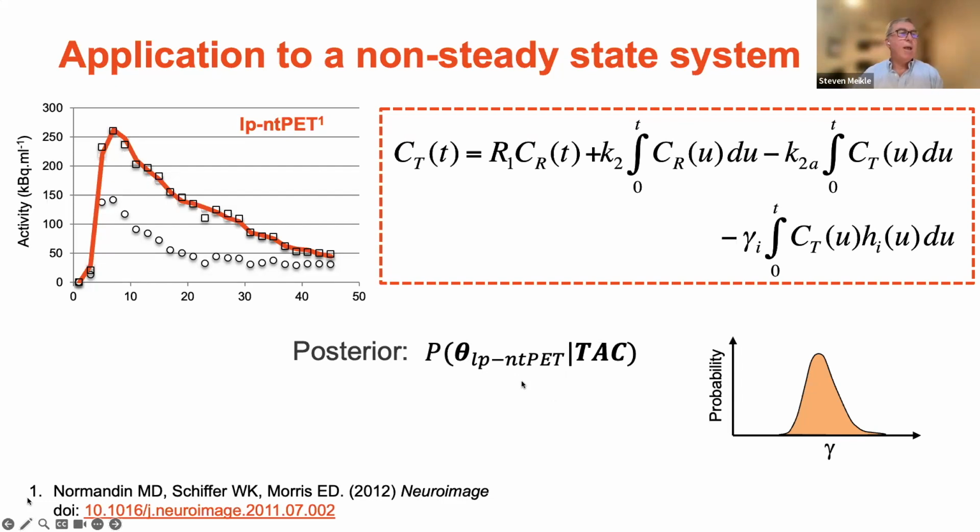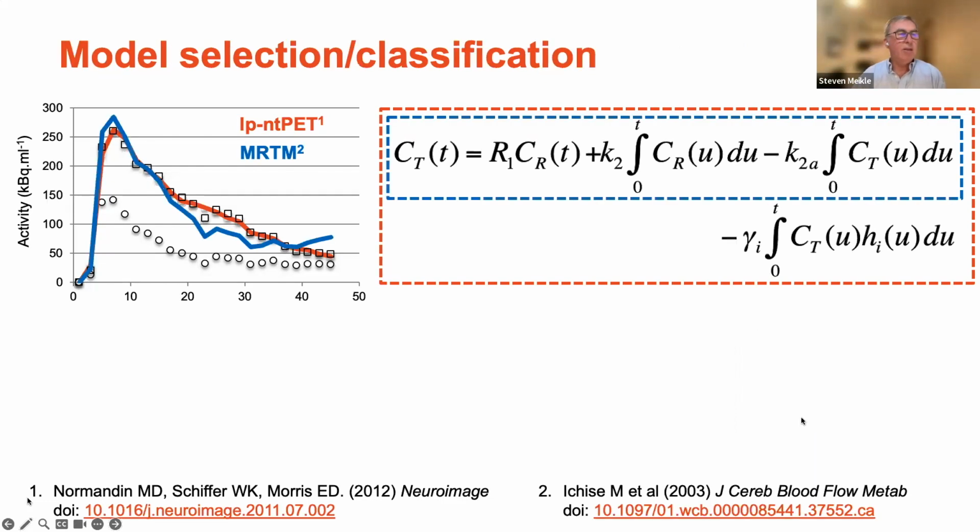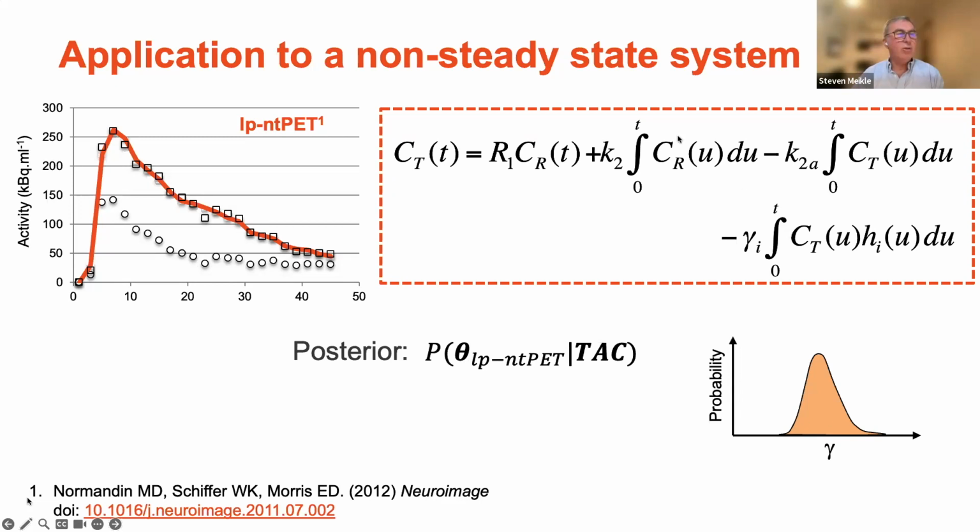And typically, we can construct a posterior density for each one of those parameters, but typically the one we're most interested in is gamma. So this is what it might look like for gamma. Gamma being the magnitude of the dopamine response curve.